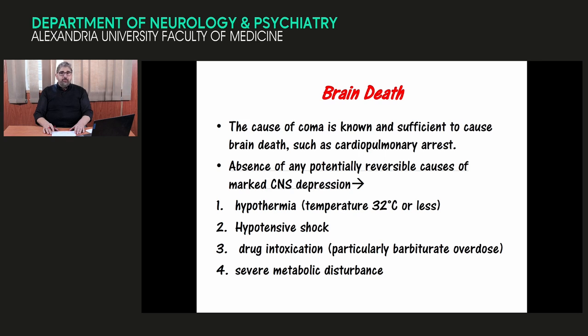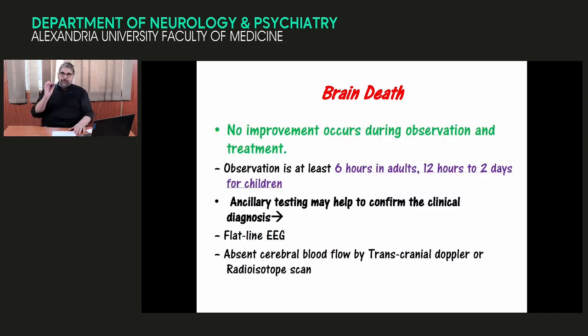In case of brain death also, we should exclude any potentially reversible cause of marked CNS depression, like hypothermia, hypotensive shock, or drug intoxication, especially a sedative overdose, and severe metabolic problems like persistent hypoglycemia. All these metabolic issues or reversible causes of marked CNS depression should be excluded before we announce that the patient had irreversible brain damage and is going in the track of brain death. As we said, it is not a point-in-time diagnosis. It needs observing the patient for a while.